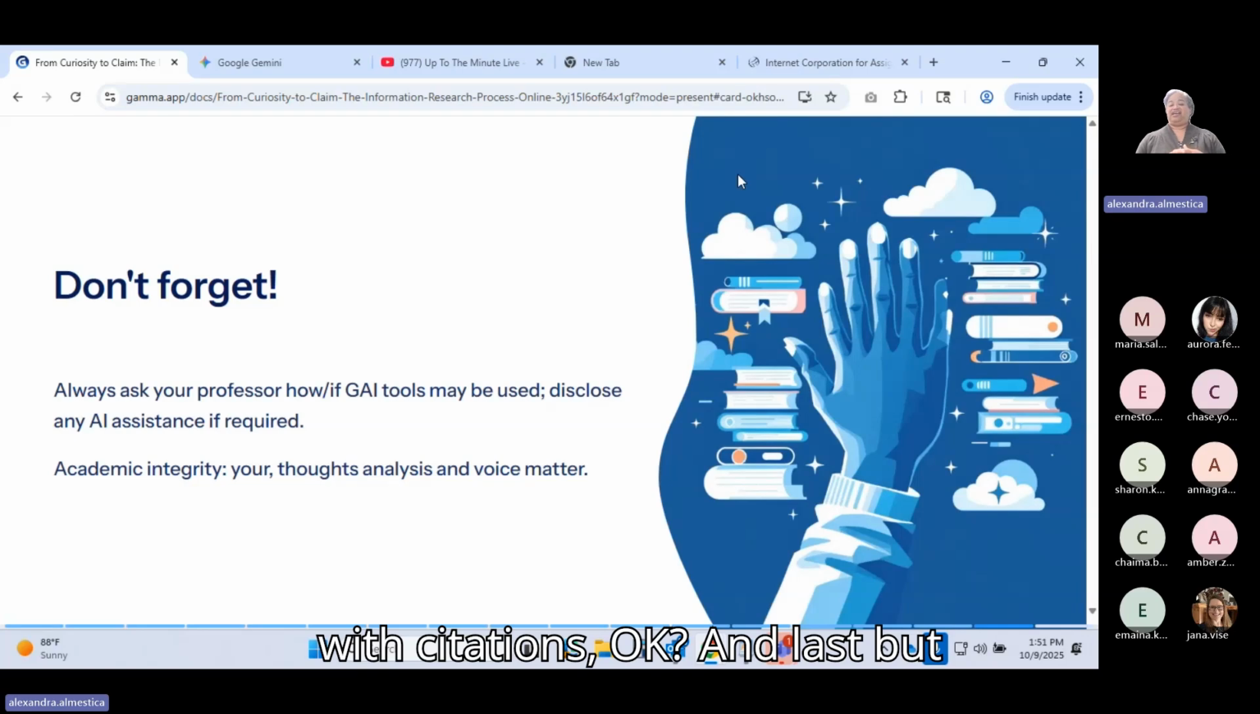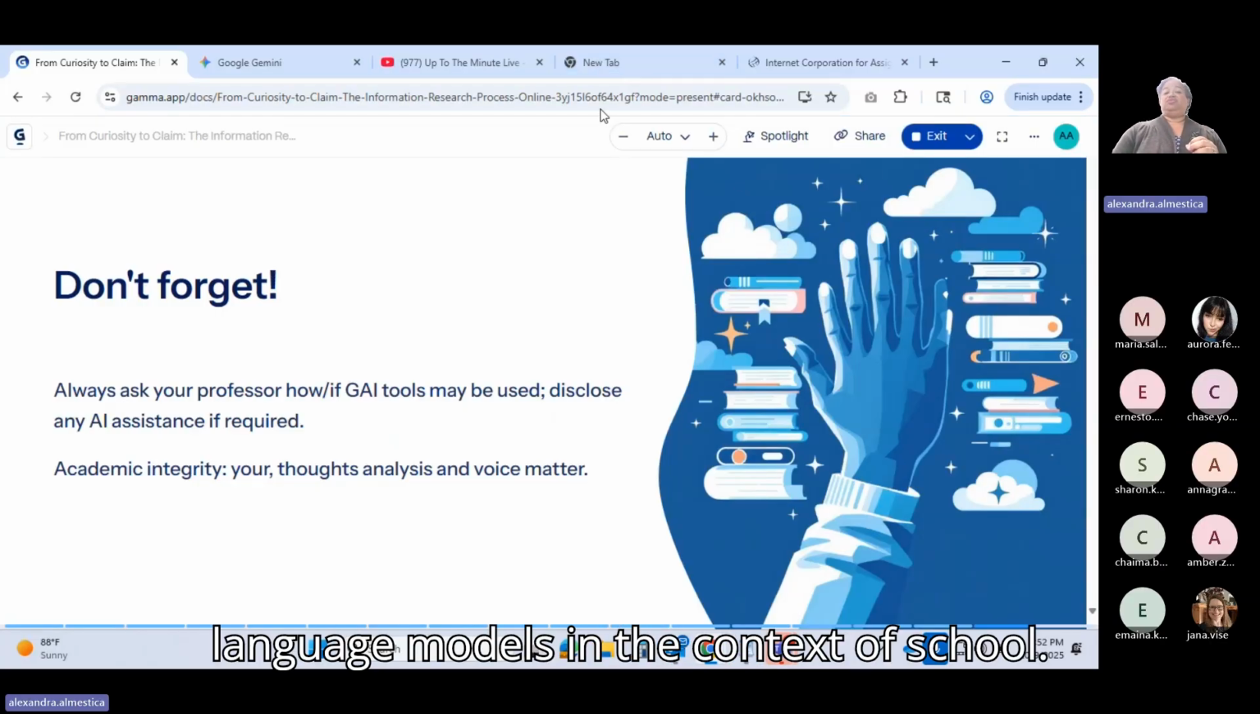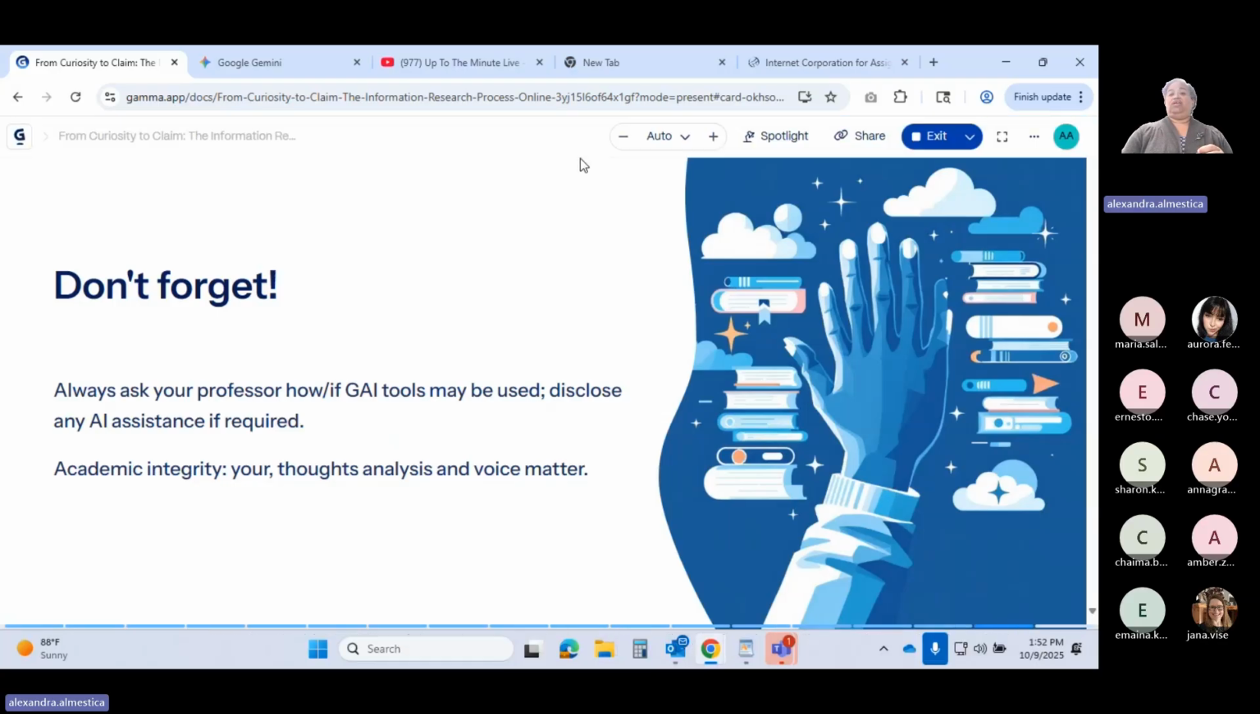And last but not least, don't forget to always ask your professor for guidance in regards to how to use generative AI or large language models in the context of school.